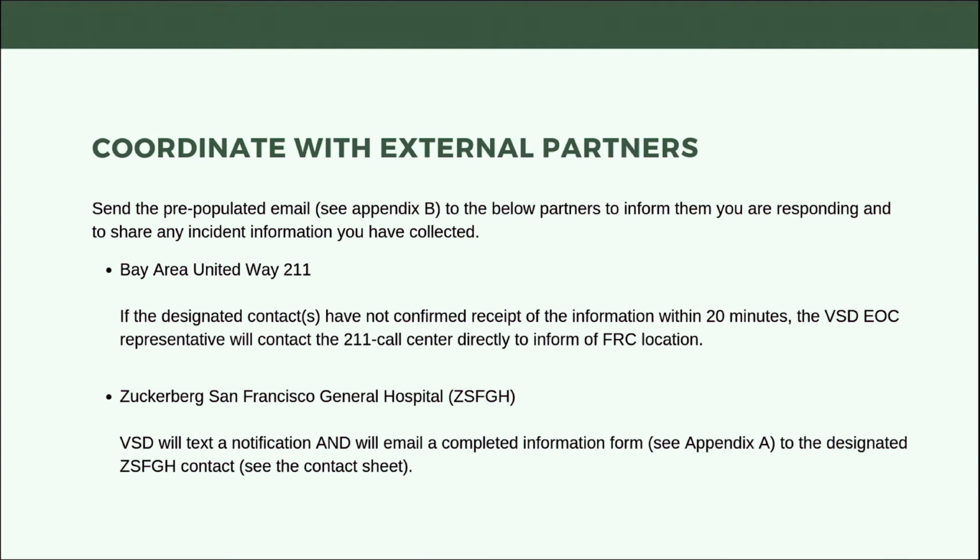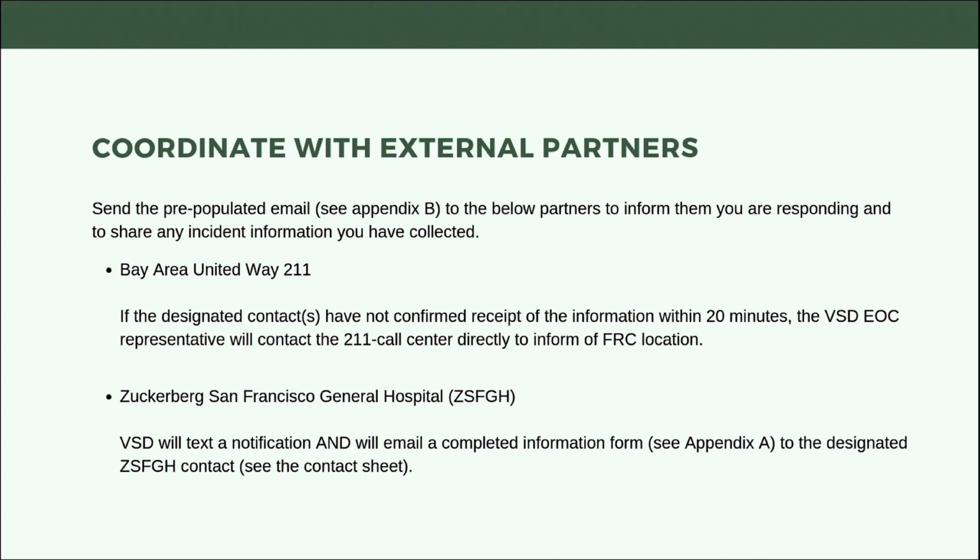Victim Services will send a text and an email to the identified United Way contacts. These contacts are available on the contact sheet in your EOC binder and on SharePoint. If the designated contacts have not confirmed receipt of the information within 20 minutes, our EOC representative will call the 211 call center directly to inform them of the center's location.